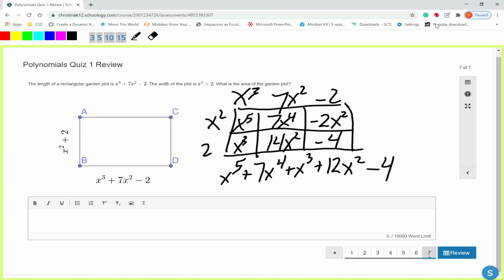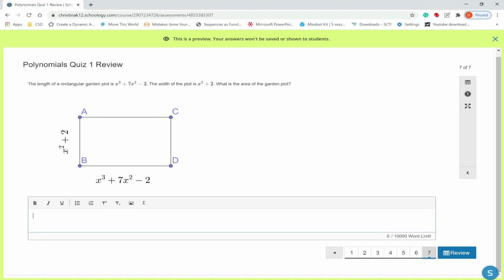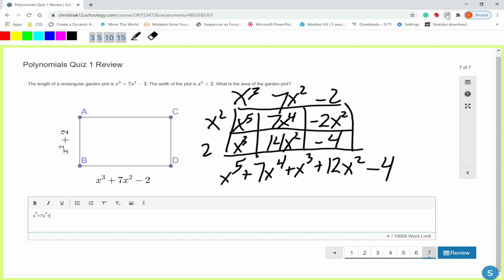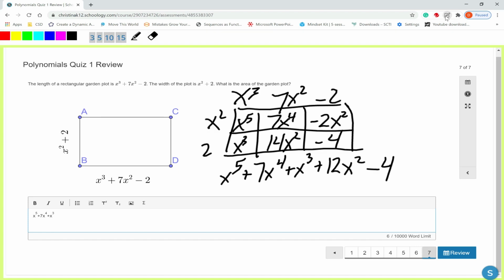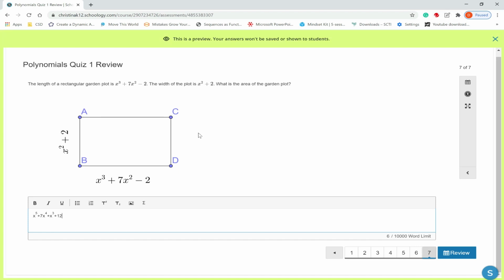All we have to do is type that in. So we're going to type in x up to 5 plus 7x up to 4 plus 2x up to 3 plus 12x up to 2 minus 4, and we're done that problem.